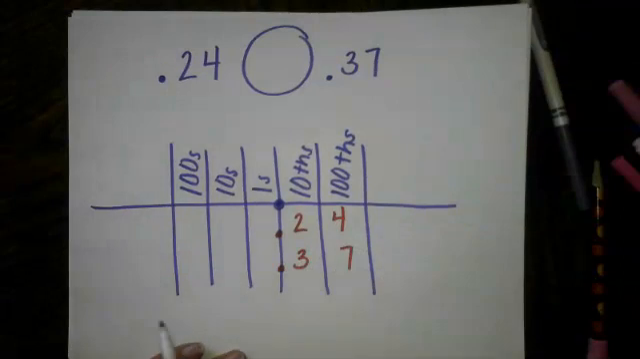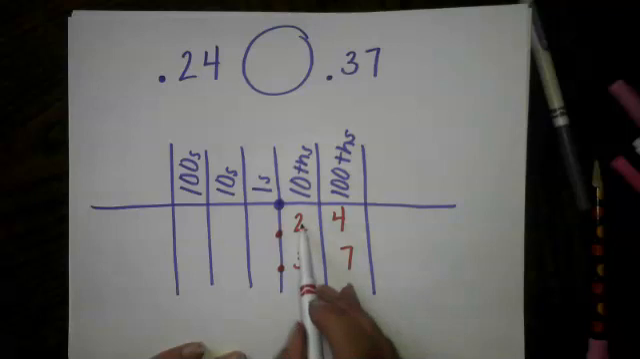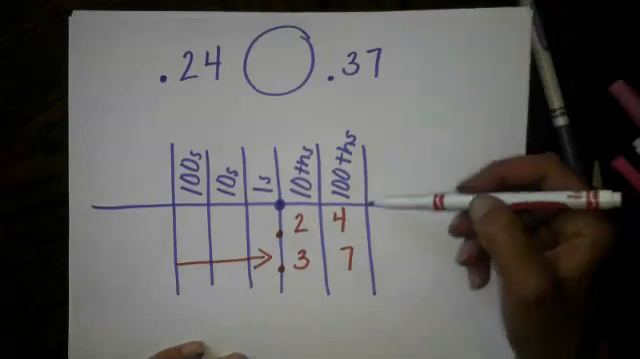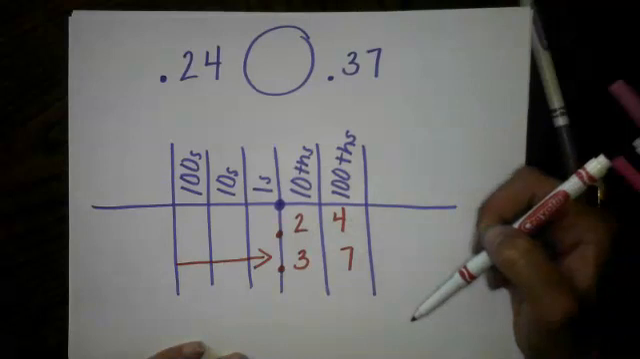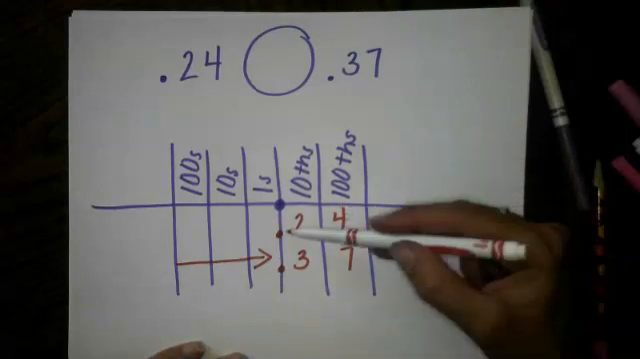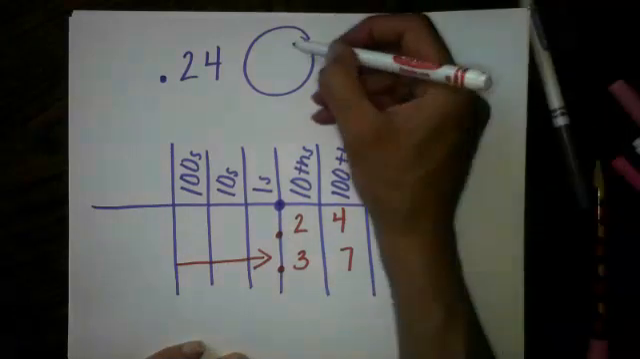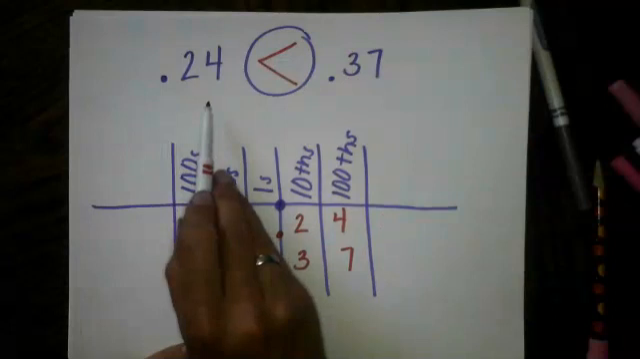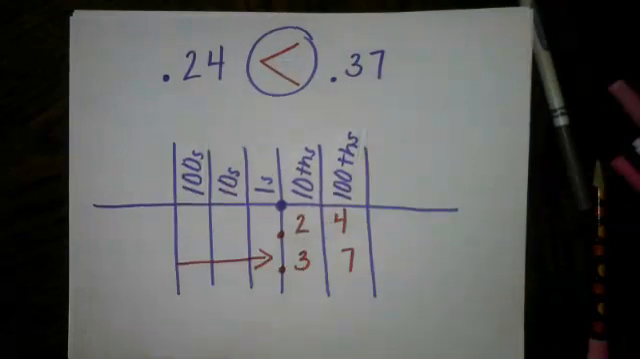Okay, and I start with the largest place value, which is here, and my 3 is greater than my 2. So this is the number that's greater. Now you need to be careful that you start in the largest place value, because if I had started here, I would have been okay in this case, because 7 is still larger than the 4. But if it had been 27 hundredths and 34 hundredths, it could have changed my answer. So I will write in my less than symbol. 24 hundredths is less than 37 hundredths.